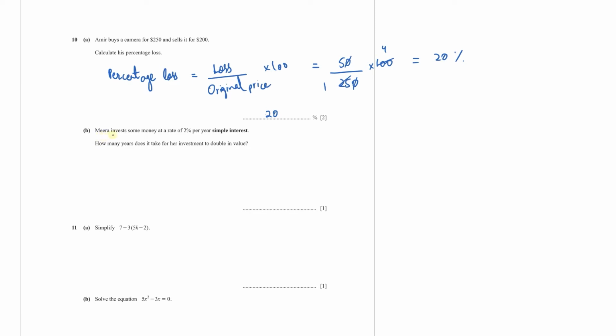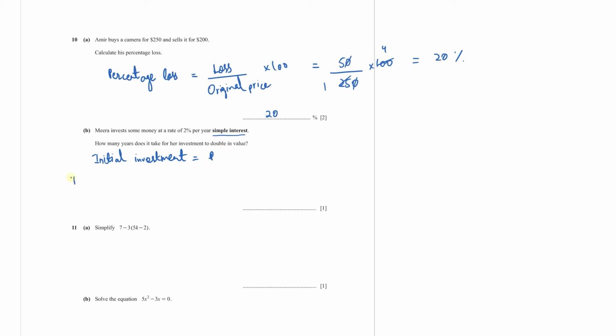Part B is Meera invests some money at a rate of 2% per year, simple interest. How many years does it take for her investment to double in value? So let's call the initial investment, which is also called the principal, equal to P. So how many years does it take for her investment to double in value? When will it double in value? When her investment P becomes 2P.